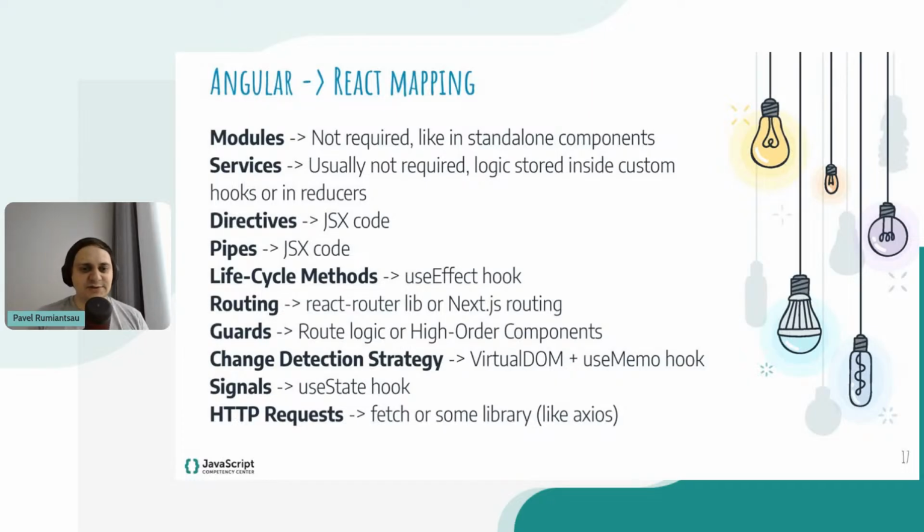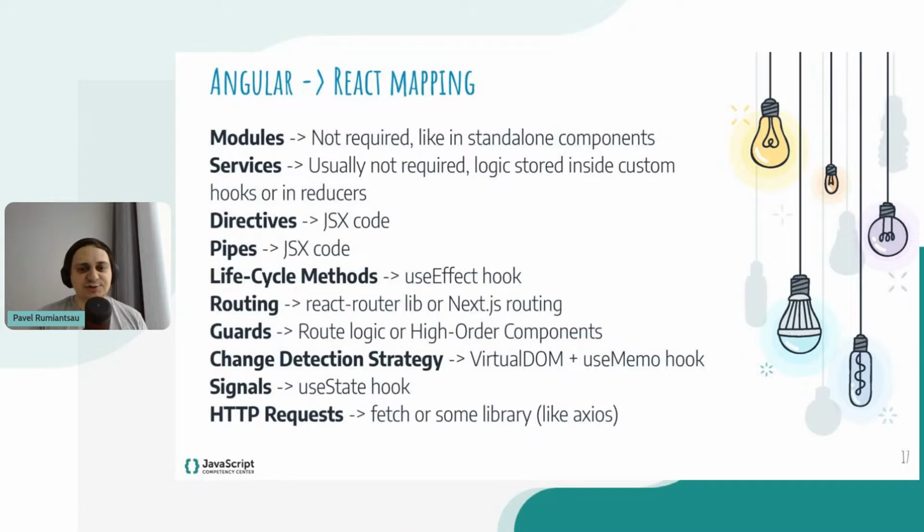Speaking of guards, if you want to protect your route, you basically can use some router logic, or you can create higher order components. A higher order component is a pattern that is used to wrap your component and extend it with some additional logic that will be able to control the state and render either one state or another, or for example, make a redirect in case you don't have a valid token.